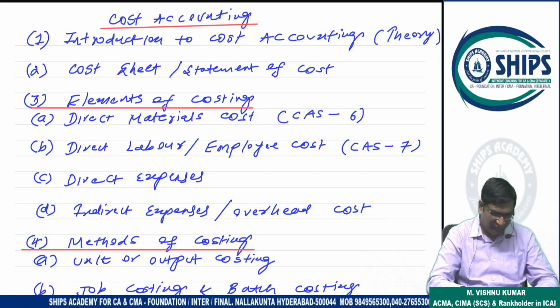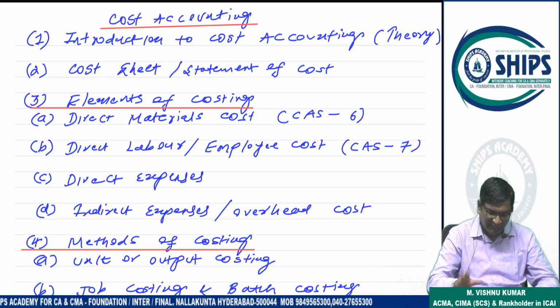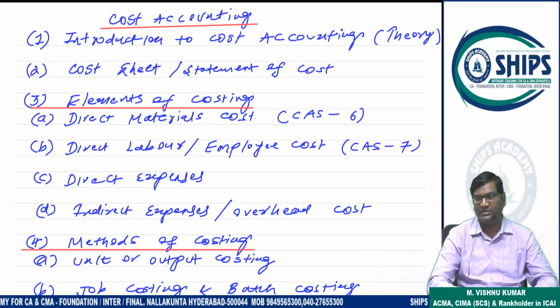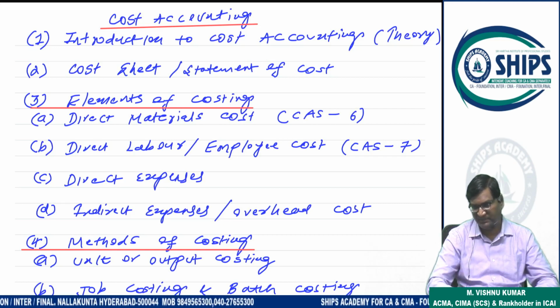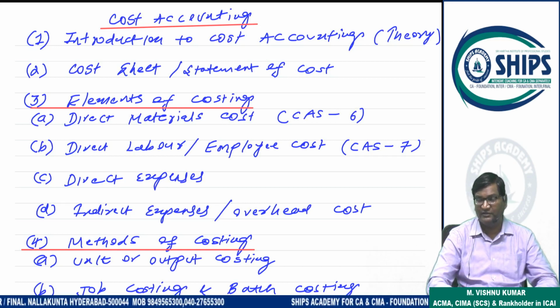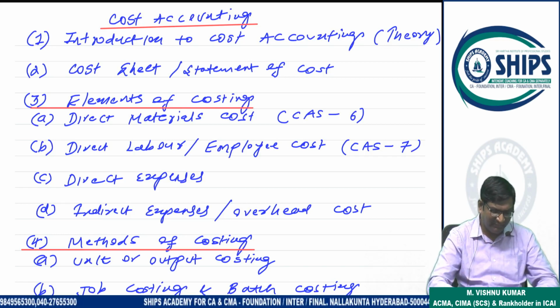Now from the examination point of view, already I mentioned that elements of costing has 20 mark weightage, methods of costing 30 mark weightage, techniques of costing 40 mark weightage. From techniques of costing you can expect a 40 mark paper. Already weightage is given in your study material also, you can check.